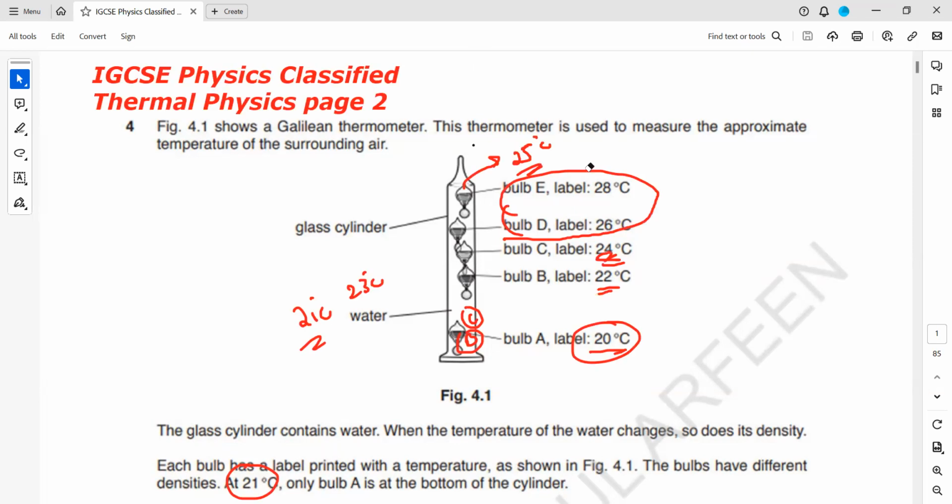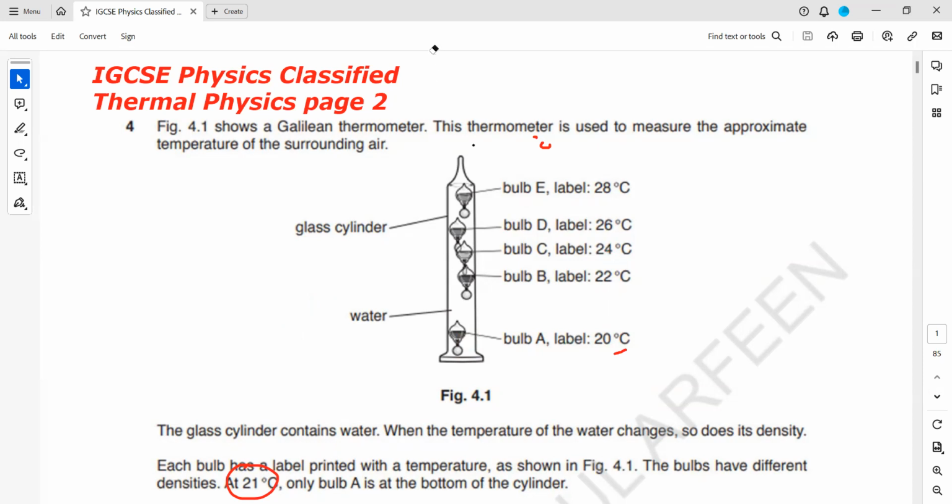So what will be the temperature range? It cannot be above 26, because at 26 the D should sink. If the temperature is above 26, D will sink. So only A, B and C sink. So it means the temperature is either from 24 to 25 or 24 to 26. That's the range of temperature.